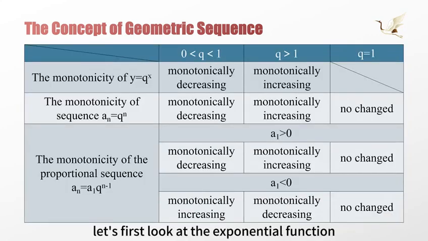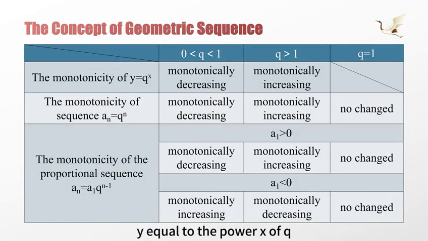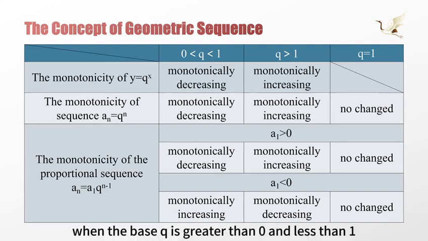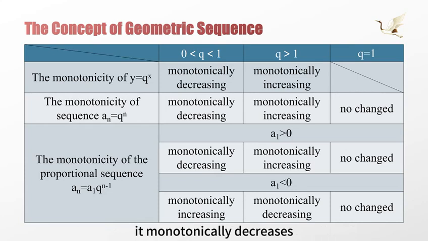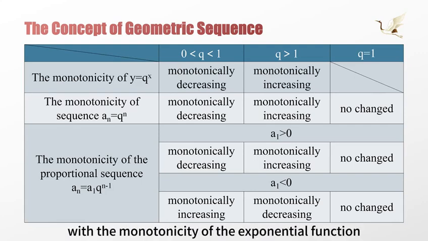Let's first look at the exponential function y equal to q to the power of x. When the base q is greater than 0 and less than 1, it monotonically decreases, and when q is greater than 1, it monotonically increases. The base q of an exponential function cannot be equal to 1. Let's take another look at the monotonicity of the geometric sequence a_n equal to q to the power of n. We can easily conclude that its monotonicity is consistent with the monotonicity of the exponential function mentioned above.